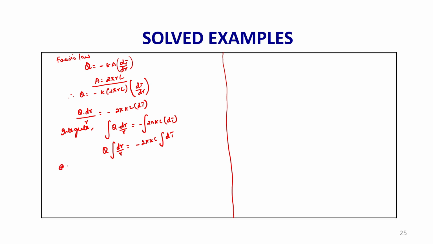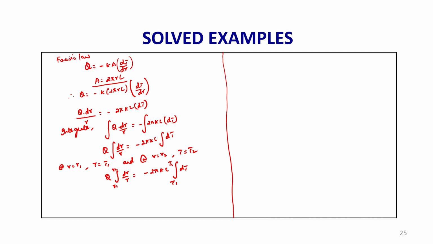So, at r equal to r1, that is the inner radius, T is equal to T1, and at r equal to r2, the temperature is T2. So, the limits will be: q into the integral from r1 to r2 of dr by r is equal to minus 2 pi kl into the integral from T1 to T2 of dt. So, this integration is very simple.